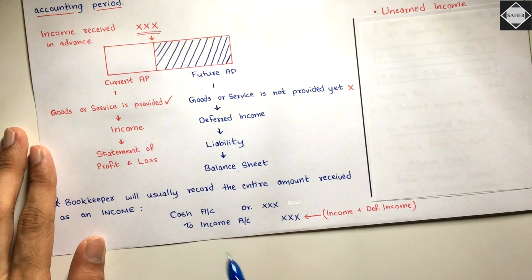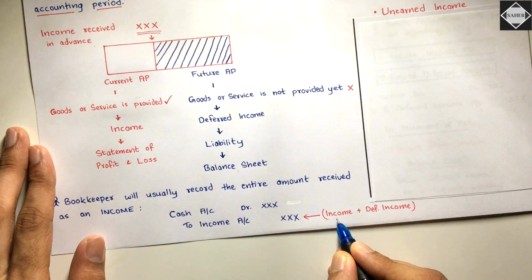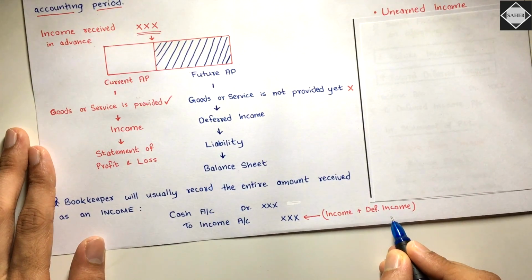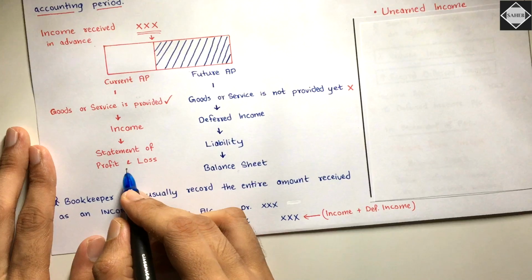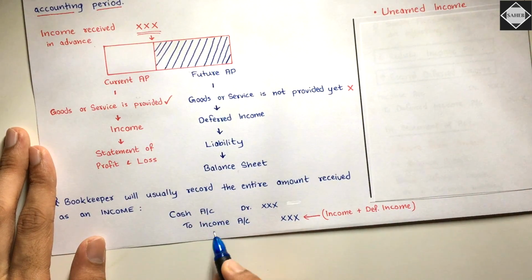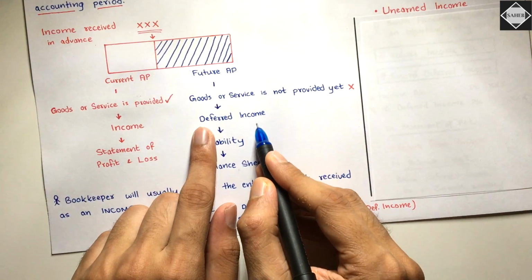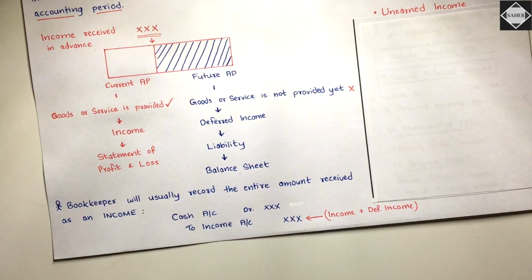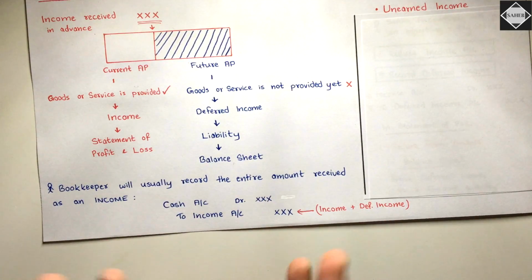This entry he has passed in this income account. Understand, in this 100,000 there is 30,000 income as well as 70,000 deferred income. Fine. Both are there in this and both are going to statement of profit and loss, which is not right. 30,000 has to go to income account and 70,000 has to go to deferred income account. Is it clear? Fine. So this is not right, but this is what will happen. I told you this is what will happen, right? The accounting system is designed like this.